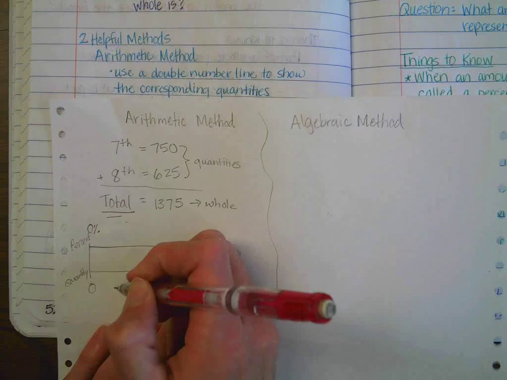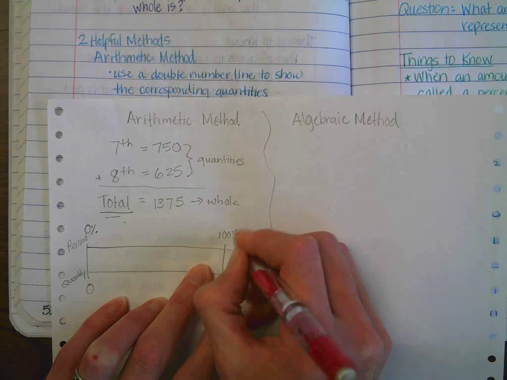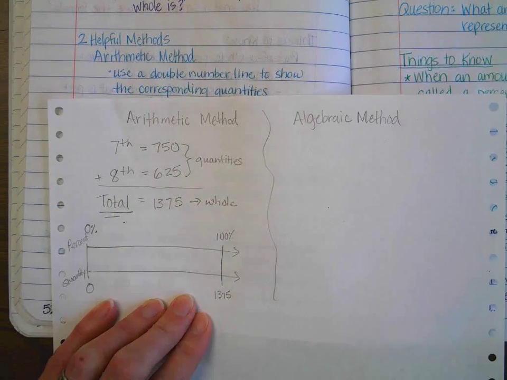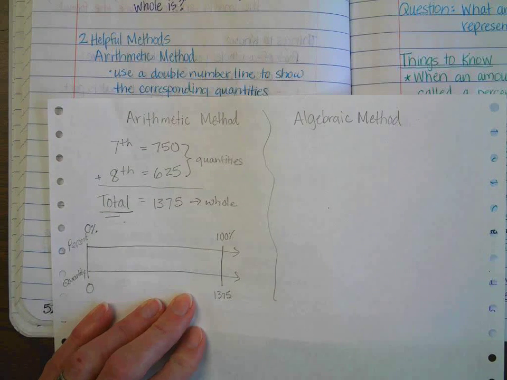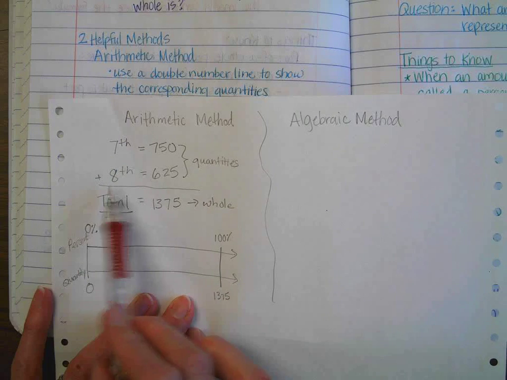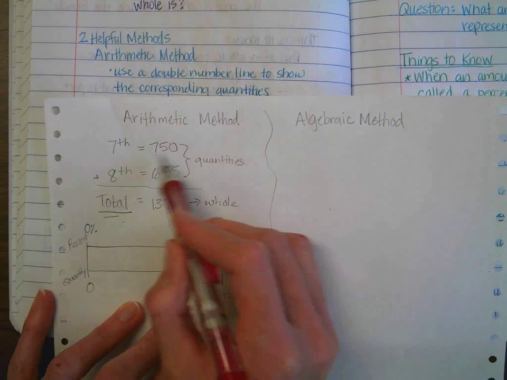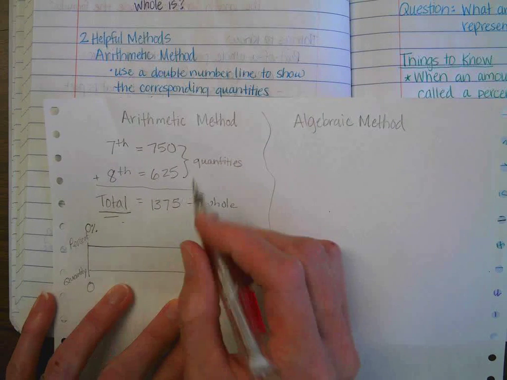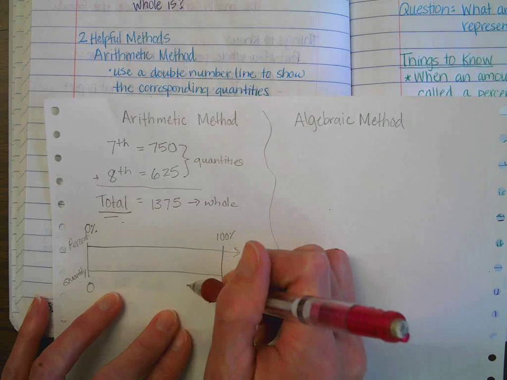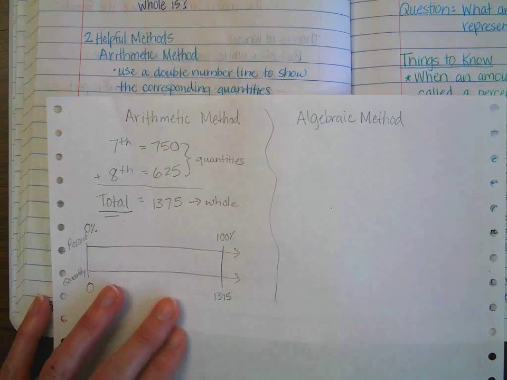So this would be 0% and 0. Okay? 100%, because we just figured it out, would be 1,375 students. That's the total. So our job is to figure out what percent is 7th grade and what percent is 8th grade. Okay? So if we're looking at these numbers, they are pretty close. So we're thinking that they need to be somewhere around the middle of this chart. But I don't want to just guess. I would like to figure it out.